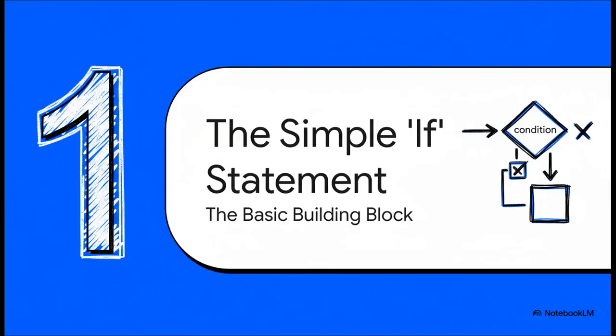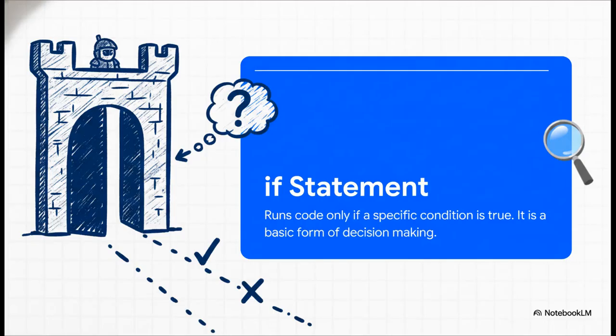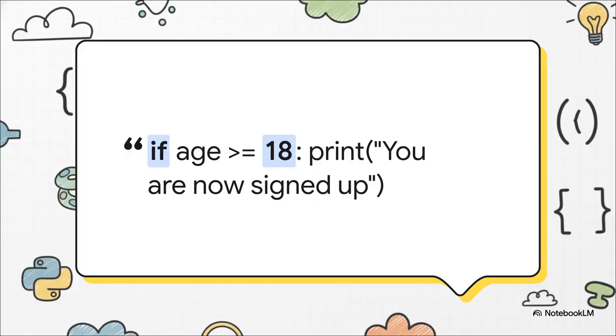Okay, let's start with the most basic building block. This is where you tell your program, hey, I need you to check if this one thing is true. And if it is, and only if it is, I want you to run this specific piece of code. The best way to think about it is like a gatekeeper. Your if statement is standing guard in front of some code. It looks at a condition, basically a question, and if the answer is true, boom, it opens the gate and lets the program run that code. But if the answer is false, that gate stays shut and the program just walks right on by, skipping that part completely.